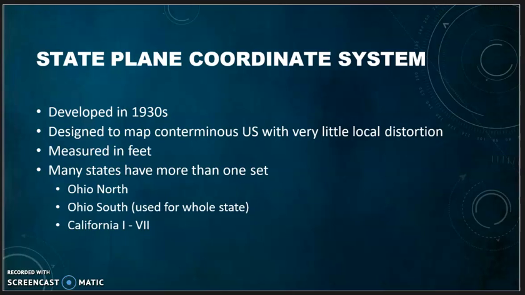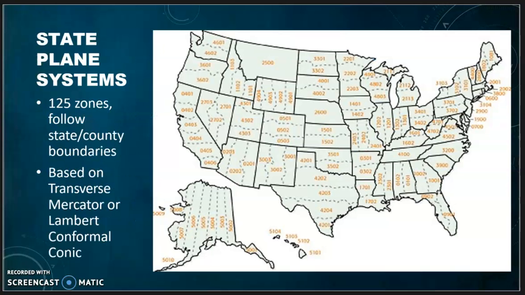All right, so let's get into state plane coordinate systems. It was developed in the 1930s. It was designed to map the conterminous United States with very little local distortion, measured in feet, and many states have more than one set. So for example, you have Ohio North and Ohio South, which is used for the whole state. And then in California, we have zones 1 through 7. So within the United States, we have 125 zones, and they follow state and county boundaries.